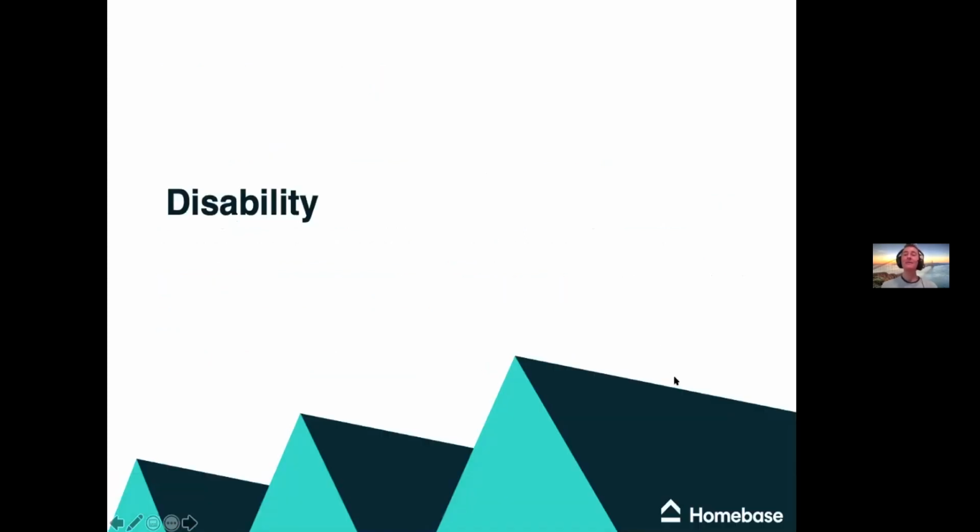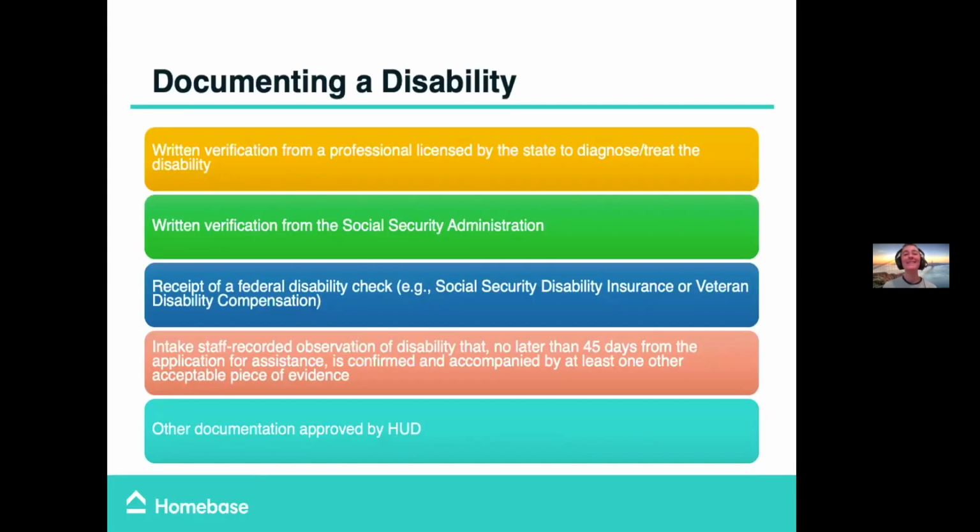So the last piece of documentation we're going to talk about is documentation of disability. We're all done with the rules about a history of homelessness, thank goodness. So looking at a disabling condition, you have some options for documenting a disabling condition. You can get written verification from a medical healthcare professional, as long as that healthcare professional is licensed by the state, so in our situation, California, to diagnose and treat the particular disabling condition.